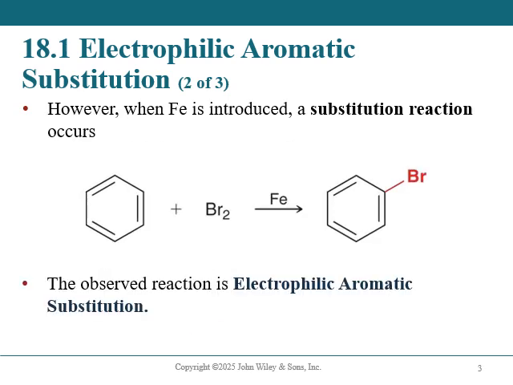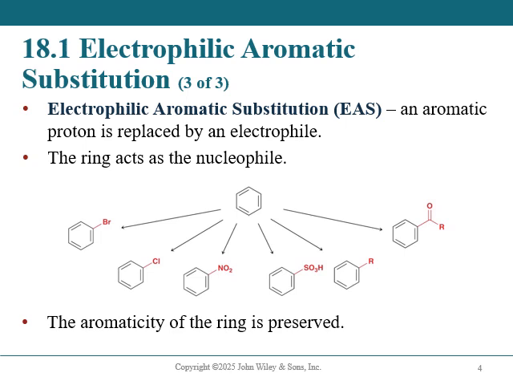However, when you add different species, such as iron in this case, a substitution reaction does happen. The observed reaction is what we call an electrophilic aromatic substitution. This is going to be one of the focal points of this chapter. We're going to use the shorthand notation EAS for electrophilic aromatic substitution. And what that is, an aromatic proton is replaced by an electrophile.